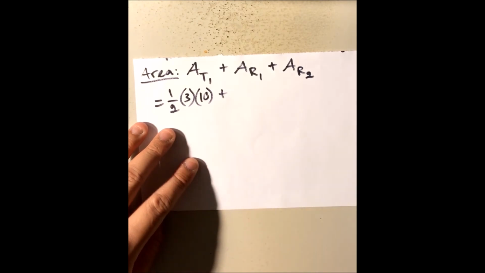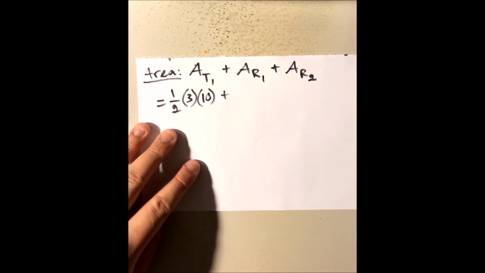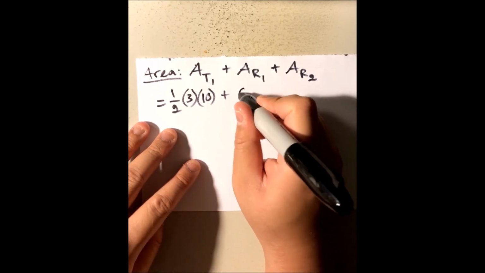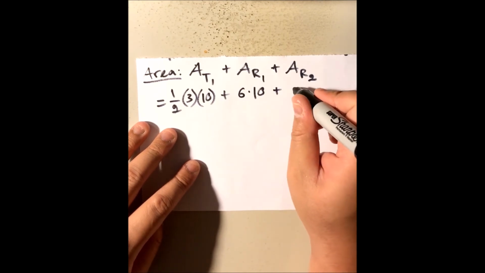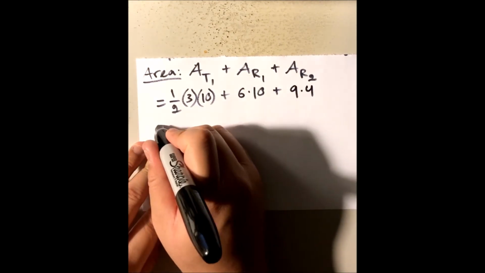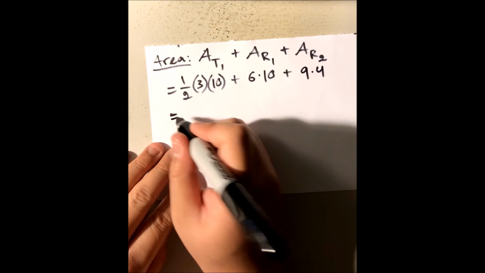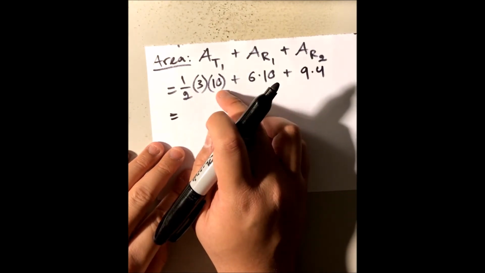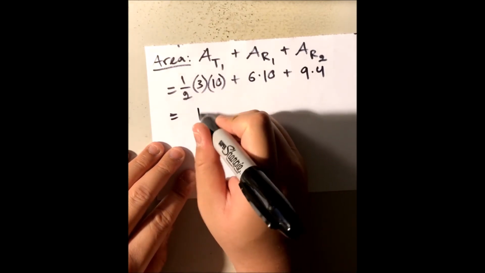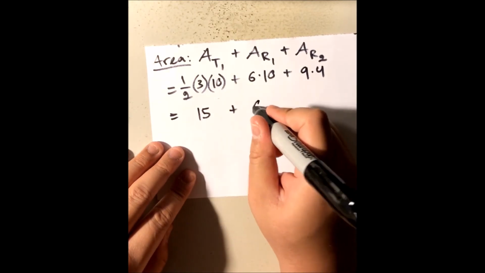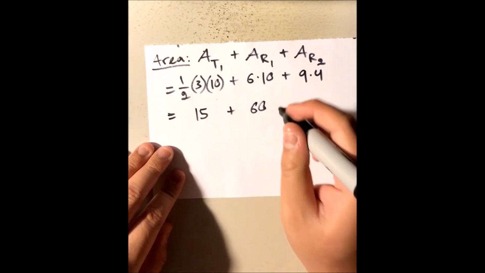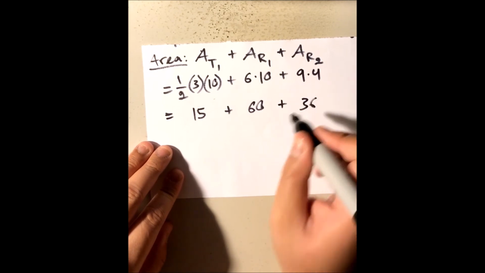Well, the area of any rectangle is just the length times width. For the area of the first rectangle, it's going to be 6 times 10, plus the area of the second rectangle, which is 9 times 4. Well, it's just going to be all easy algebra. 3 times 10 is 30, multiply 1/2 is going to be 15. This 6 times 10 is going to be 60. 9 times 4 is going to be 36.